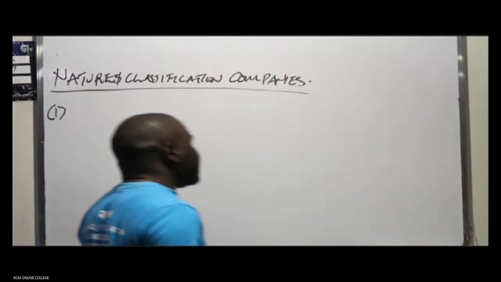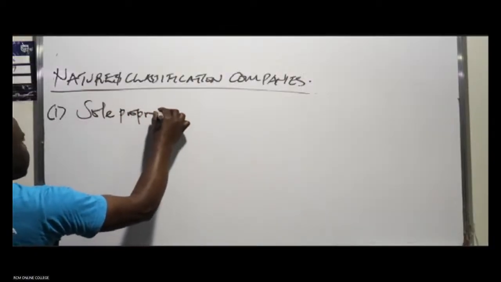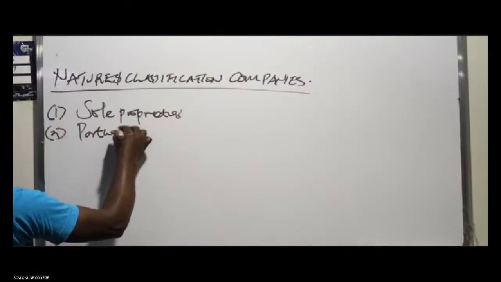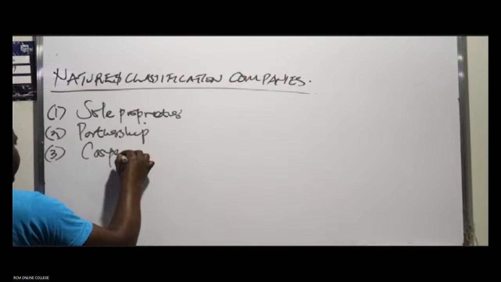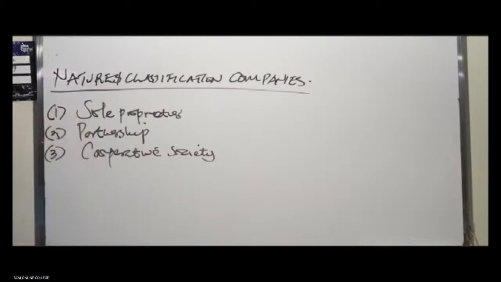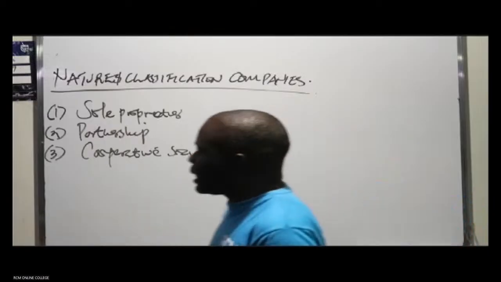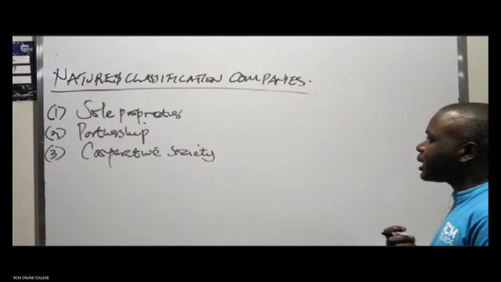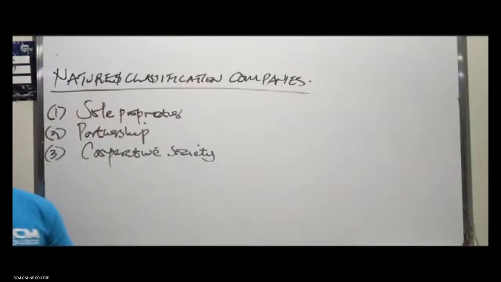So we have a sole proprietor. A sole proprietor. We can have a partnership. We can have a partnership, and we can have a cooperative society. We are going to discuss and understand by comparing a company and these other forms of business. What are the differences between a company and a sole proprietor, a company and a partnership, a company and a cooperative society?